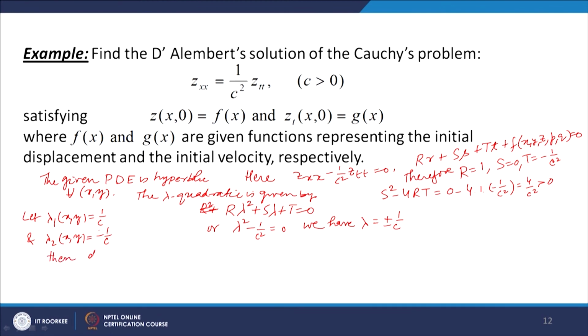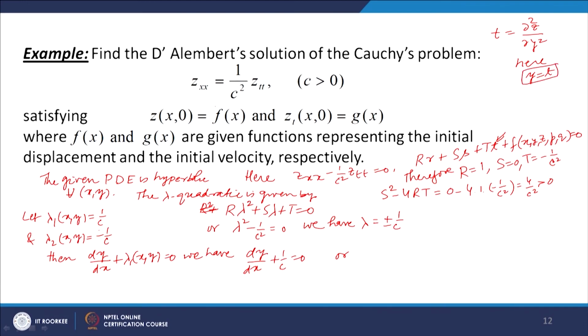Then from dy by dx plus lambda 1 x y equal to 0, we have dy by dx, lambda 1 is 1 by c. So, dy by dx plus 1 by c equal to 0, where we have to take the variables x and t. Okay. So, the other variable y is to be replaced with t. This t is delta square z over delta y square in this standard form. Here it is given by small t. So, here y is actually equal to small t, t is the time. Okay. This is actually a one dimensional wave equation where this t represents the time. So, y is t here.